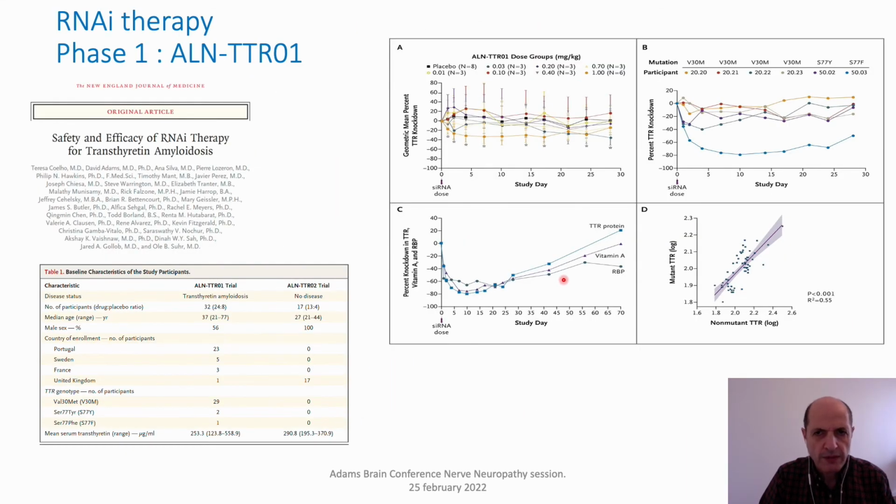Here are the results of the phase 1 trial with TTR01 RNA therapy. This trial enrolled patients with TTR polyneuropathy. After 1 milligram per kilo of TTR01, a reduction of 80% was obtained. After one IV infusion of TTR01, it was obtained for both mutant and wild-type TTR.